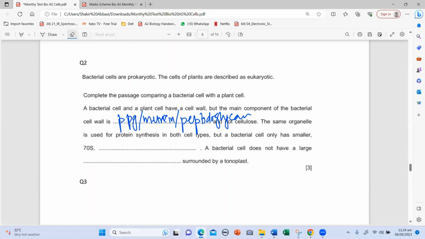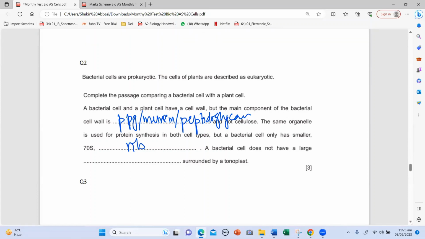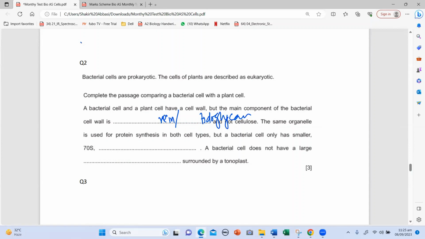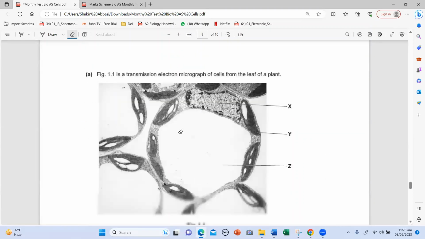The second fill in the blank was: a bacterial cell has only small 70S ribosomes. A bacterial cell does not have a large vacuole, but plant cells do have, and that vacuole is surrounded by the tonoplast. Tonoplast is the membrane of the vacuole. Okay, let's move on to question number 3.